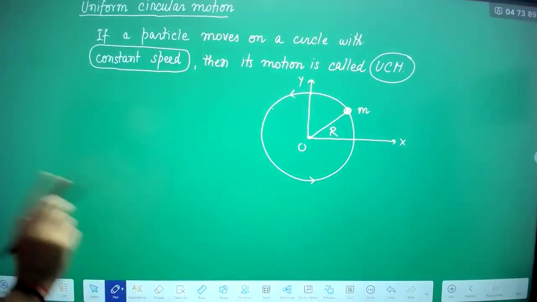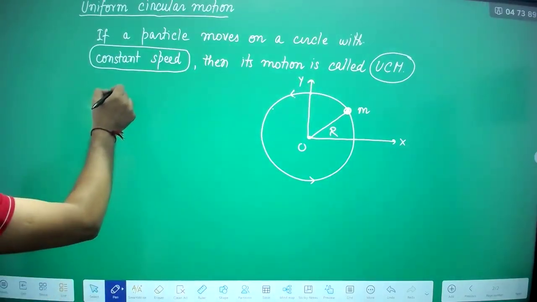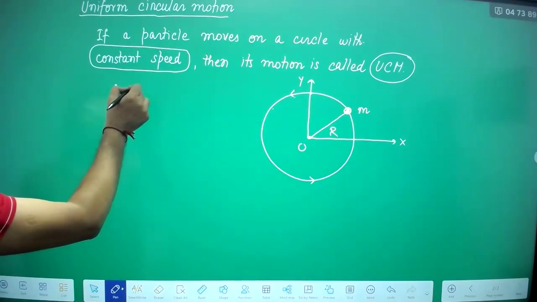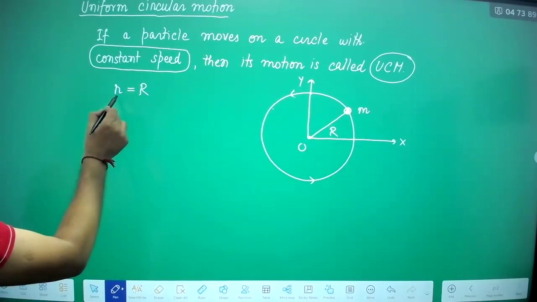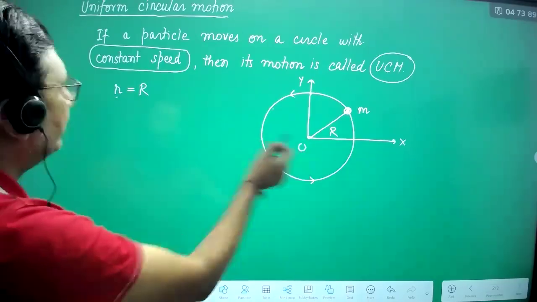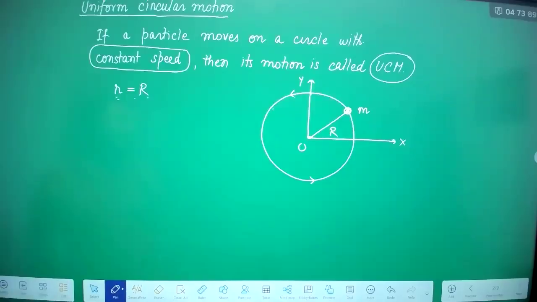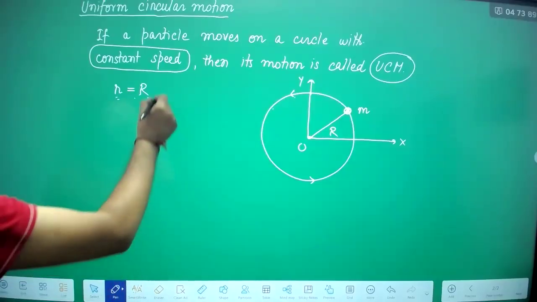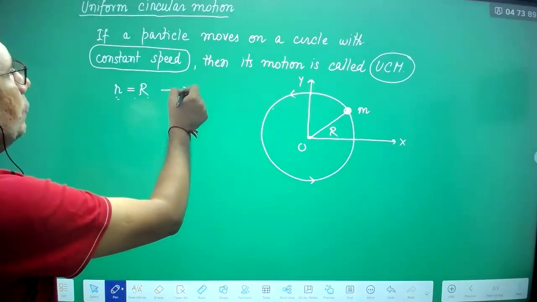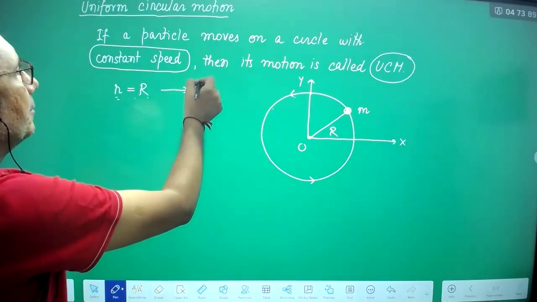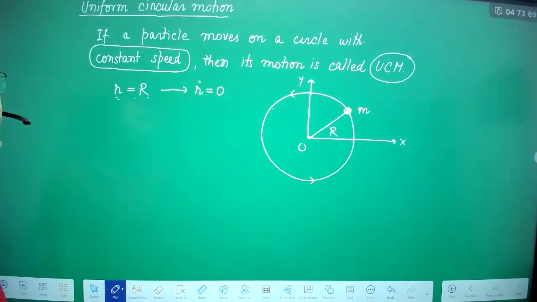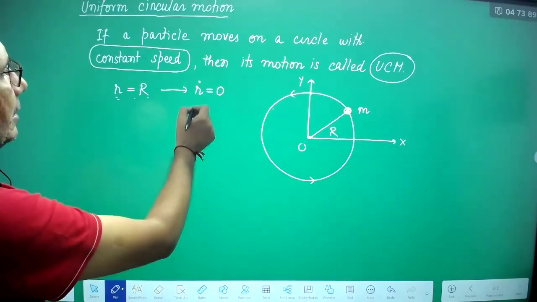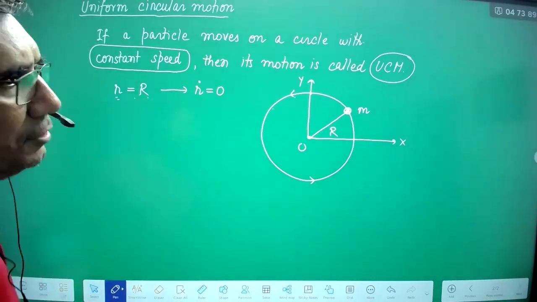And I'm going to use the polar coordinates here. So what will be the radial position of this particle? Throughout its motion, its radial distance from the center will be r. If radial distance is r, then you know that r dot will be 0. R dot is 0 here.